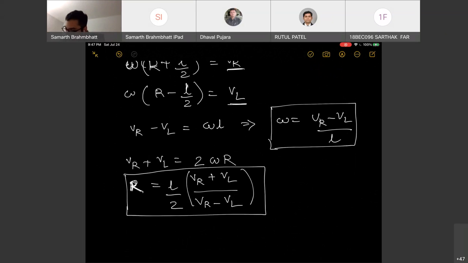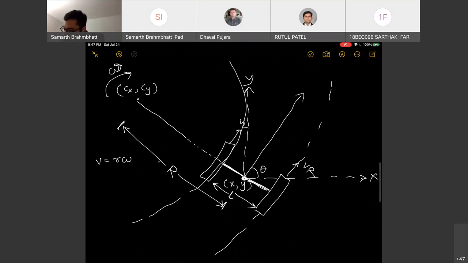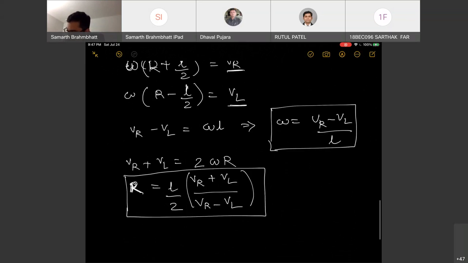So now, just like before, we want to know the effect of applying some VR and VL on the position X, Y, and the orientation theta of the robot. So let's write down the equation of this.